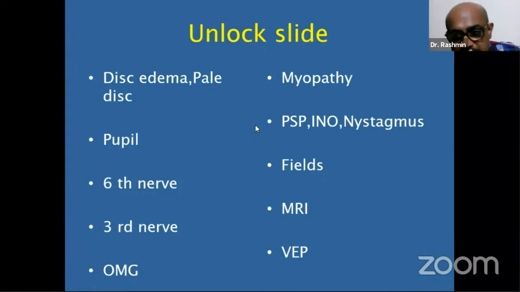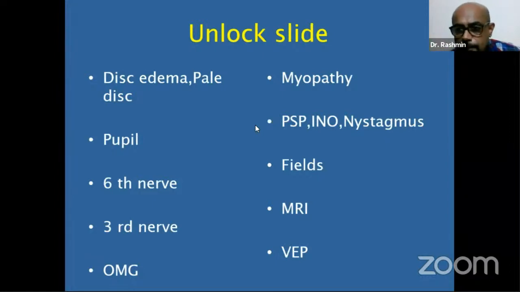That's why it is often asked, because your diagnosis would make a difference to what prognosis you're giving to the patient. Parkinsonism, patient will survive. It's just that he'll have other disabilities. PSP, there is a high chance of mortality because of degeneration in the brain.